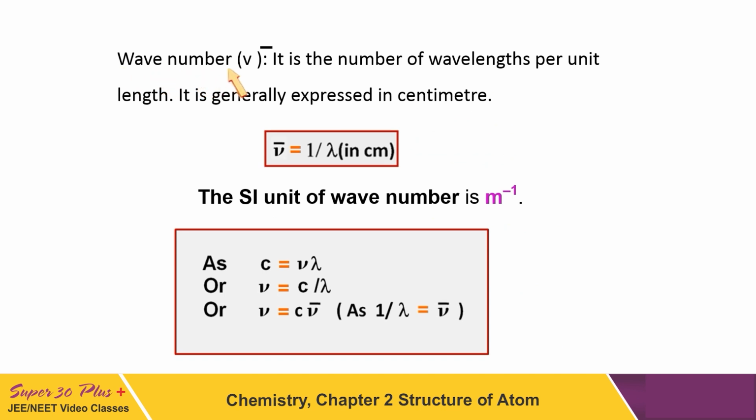What is wave number? Students, wave number is represented by the symbol nu bar, and it is the number of wavelengths per unit length. It is generally expressed in terms of centimeter, although it is not necessary; you can also express wave number in terms of meter or any other unit of distance, right? And the SI unit is meter inverse, because it is 1 upon distance. And these are some formulas for the wave number which you can remember.